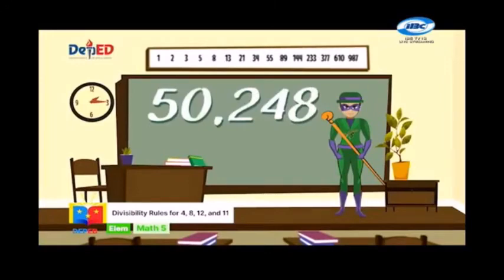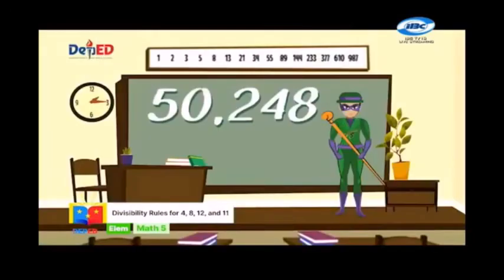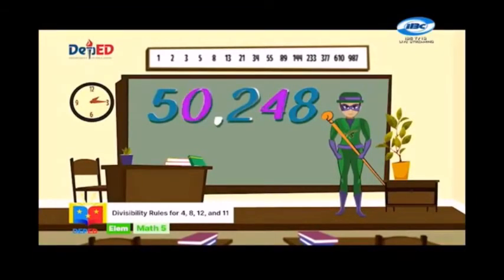50,248. Is 50,248 divisible by 11? What's the first step? Right, let's separate the digits in the odd places. These are 8, 2, and 5. Second, let's identify the numbers in the even places. 4 and 0.